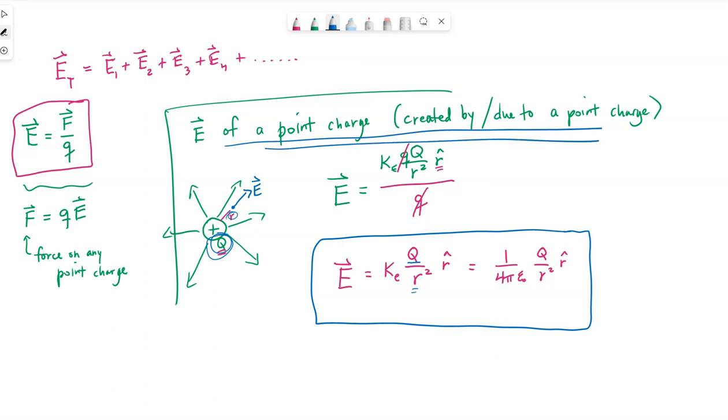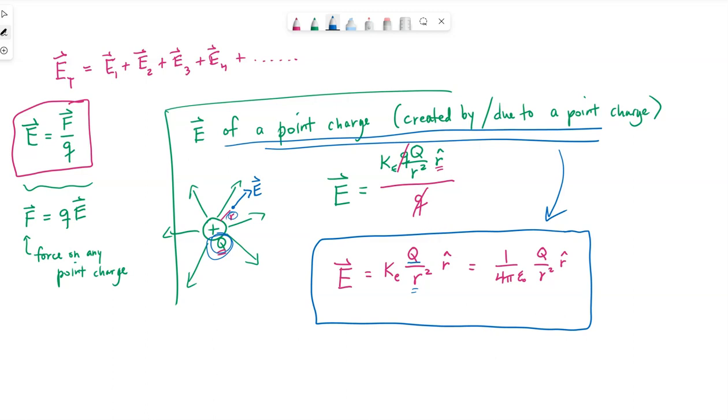Next chapter, we're going to have a bunch of different equations because we're going to talk about a number of different situations, like a charged ring, a charged disc, a charged plate. But this is where we will start and build to get to those other equations as well. So that's the electric field of a point charge, meaning the electric field created by this point charge at any region of space.